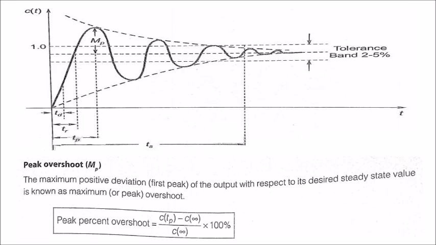Next, peak overshoot. What is peak overshoot? The maximum positive deviation, or the first peak of the output with respect to its desired steady state value, is known as the maximum or peak overshoot. This is a very important thing. Why is it important? I told you previously, again I am telling you.